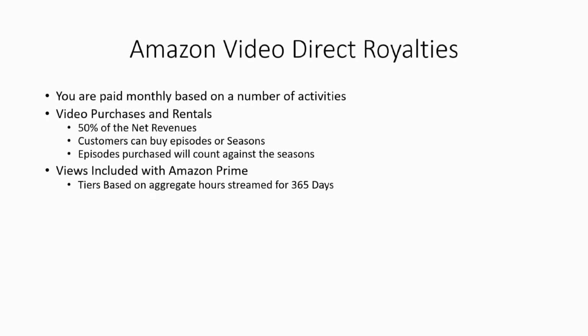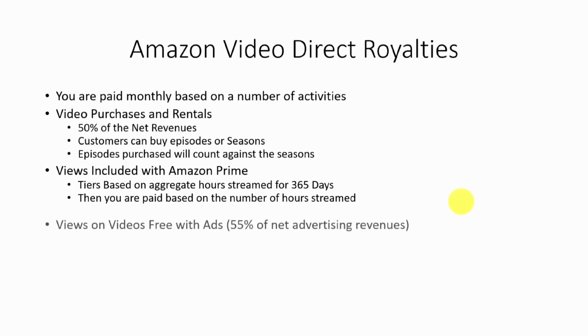And there are going to be different tiers of activity based on the aggregate hours streamed. So, for example, every year Amazon will determine how many hours people are streaming your videos, and that'll put you on a certain tier to be paid more or less. The more hours that people are streaming your videos, the higher your rate of pay, and you'll see that in the schedule. Once your tier is determined, you'll be paid based on the number of hours actually streamed. So you'll have a tier, and then you'll have streaming that'll take place. And again, the higher your tier, the higher the rate of pay.